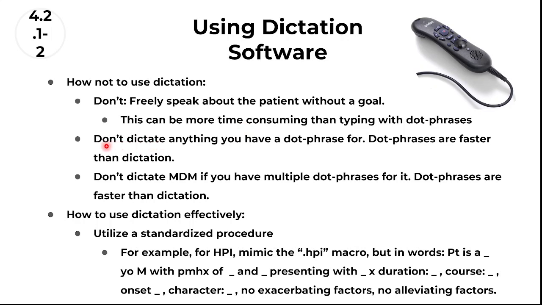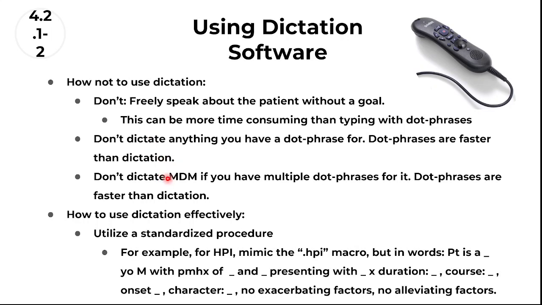Again, I will say, try not to dictate anything you have a dot phrase for. Dot phrases are faster than dictation. For example, if you have a dot phrase that says, no family history of heart disease or early cardiac death, and your dot phrase is dot family heart disease or dot fam heart, which is the one that I have included here in the resources section. Typing that out very quickly, the dot fam heart, is much quicker than dictating.